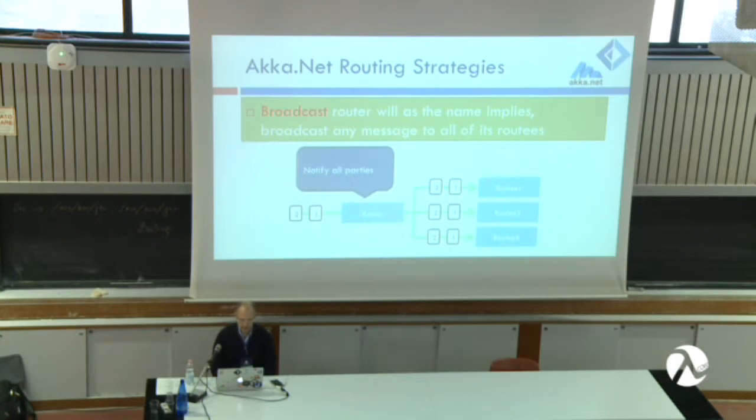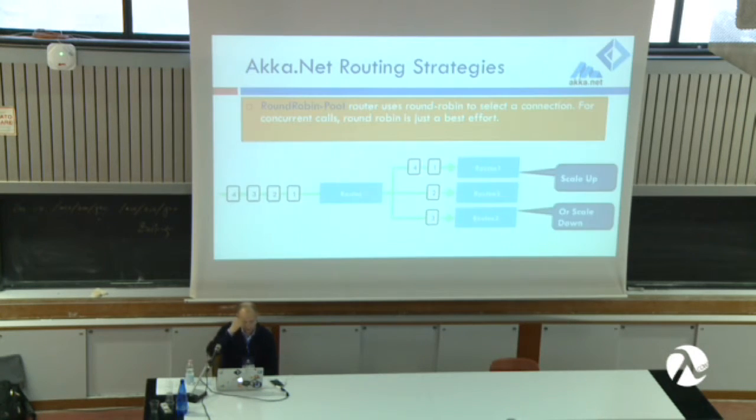So there are different strategies for the routing. A few of them: broadcasting, which, as the name says, broadcasts the message to all the children. This is used sometimes when you want to send a message to different actors that have different behavior, so you want to apply different behavior to the same message. Round robin pool is just a strategy that uses an old-fashioned round robin algorithm, sequentially sending a message to one actor at a time among those that belong to the router.